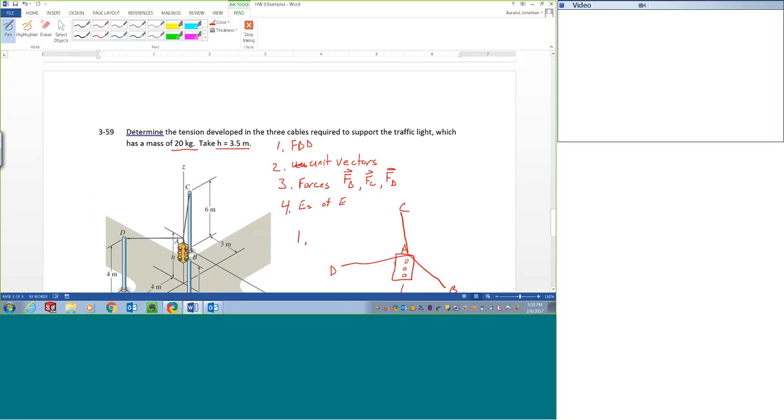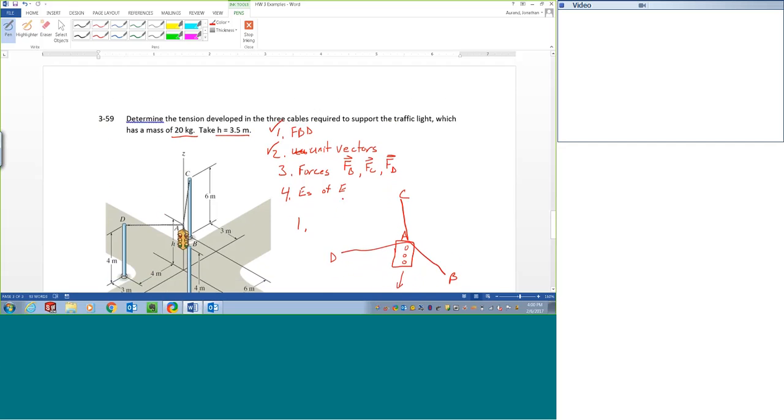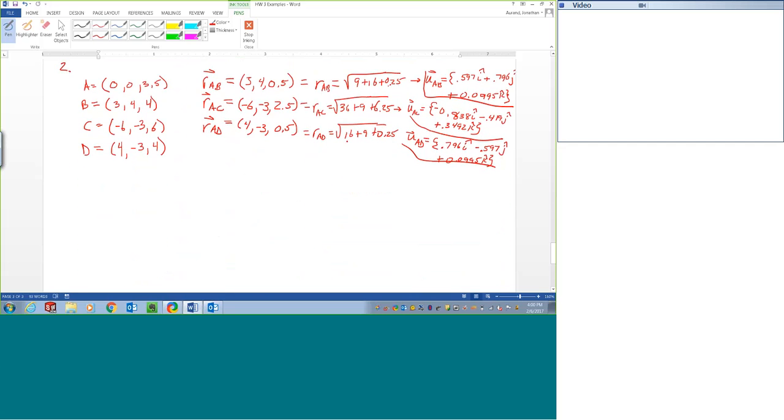So we've got our free body diagram done. We found our unit position vectors, unit vectors. Now we're going to apply the forces times those vectors. We get these kind of crazy things, but it'll hopefully make a little more sense when we do it here. So we're going to apply the equations of equilibrium.